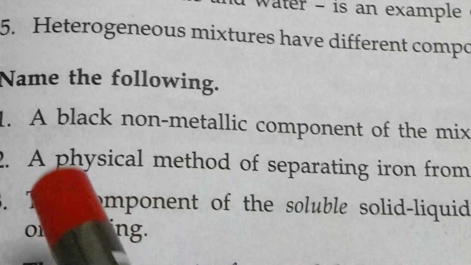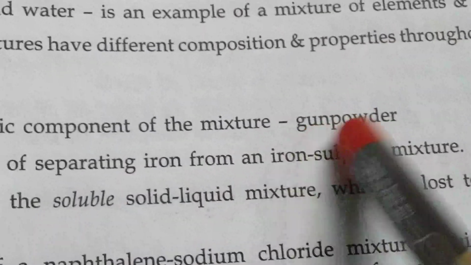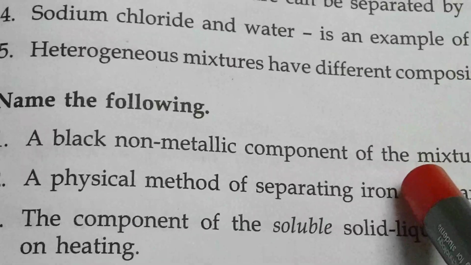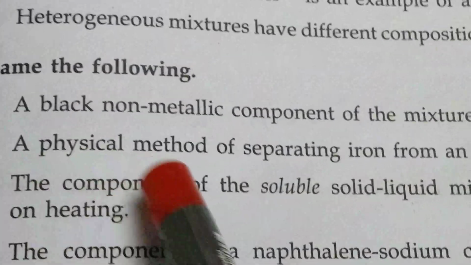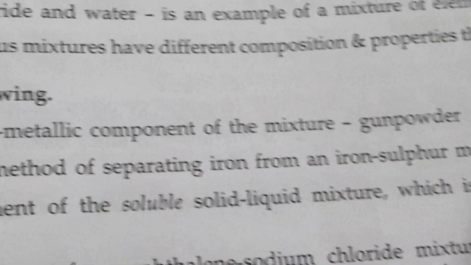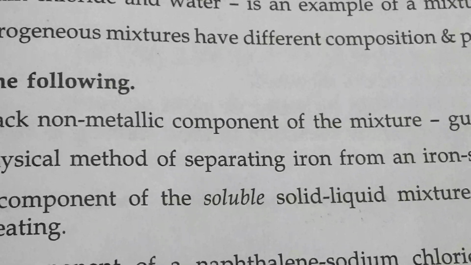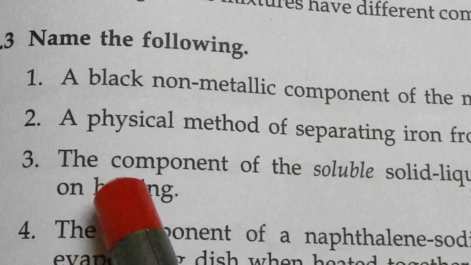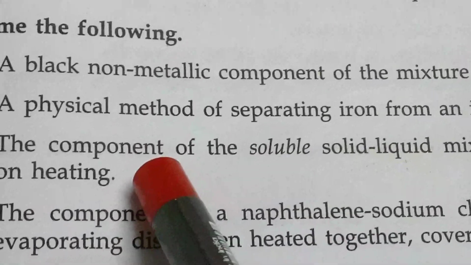Now name the following. A black non-metallic component of mixture in gunpowder, that is carbon. Carbon is a non-metallic substance which is actually used in gunpowder. A physical method of separating iron from an iron sulfur mixture, that is magnetic separation. For what? Because iron is a magnetic substance and is easily separated out by magnet. The component of soluble solid liquid mixture which is lost to the atmosphere on heating, that is evaporation.